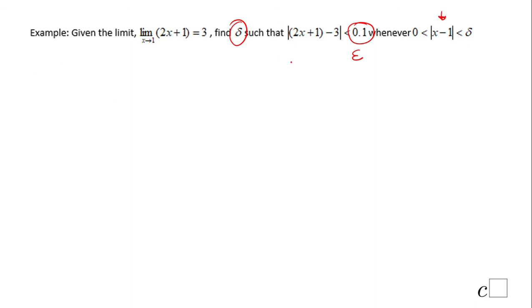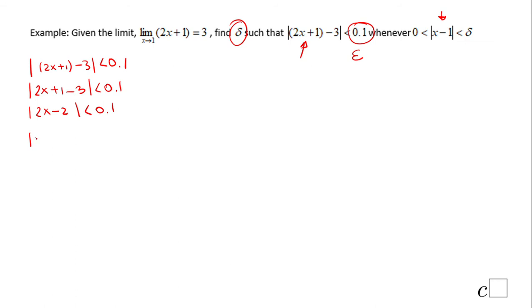So we're going to start from what is given to us here, which is the absolute value of 2x plus 1 minus 3 less than 0.1. I'm going to eliminate the parentheses first: 2x plus 1 minus 3 less than 0.1. And I'm going to have 2x minus 2, less than 0.1. Then I can factor out the 2, and inside the parentheses, I'm going to have x minus 1 less than 0.1.